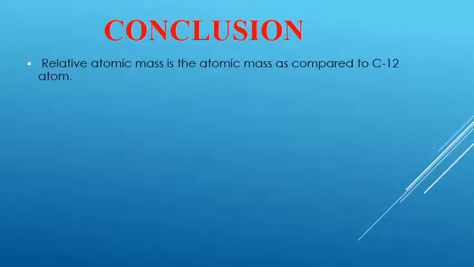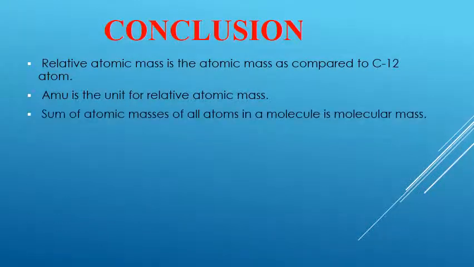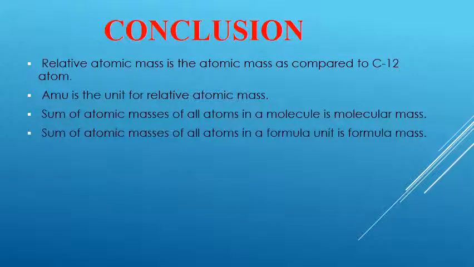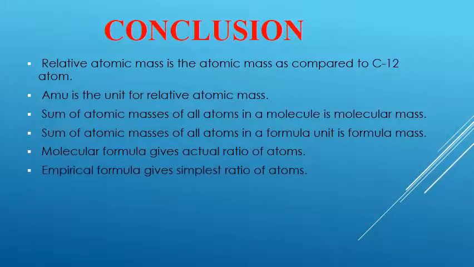Now we have reached the end of our lecture for this week, and now I am going to summarize what we have learned. We learned that relative atomic mass is the atomic mass of an element as compared to carbon-12, that AMU is the unit to describe relative atomic mass, that the sum of atomic masses of all atoms in a molecule is molecular mass, whereas the sum of atomic masses of all atoms in a formula unit is formula mass.